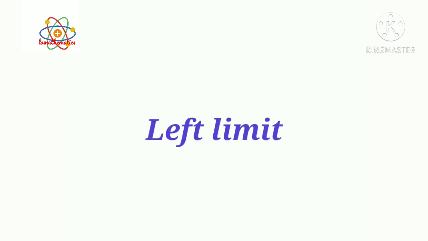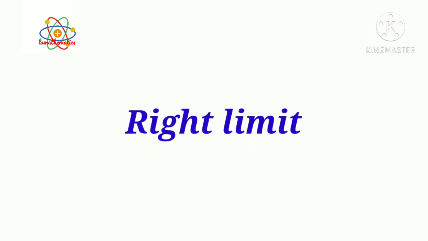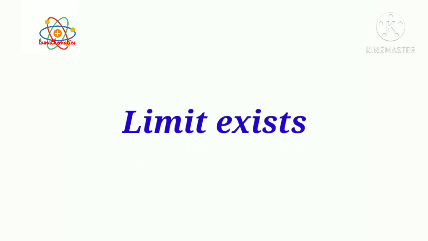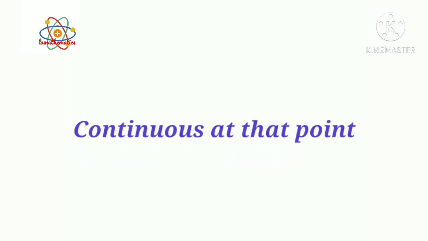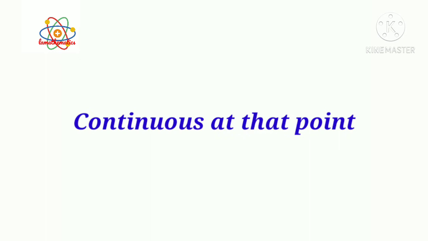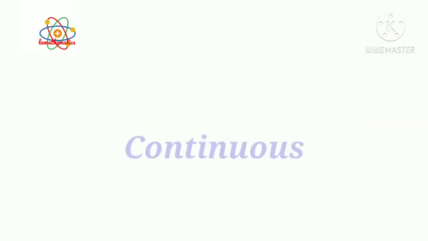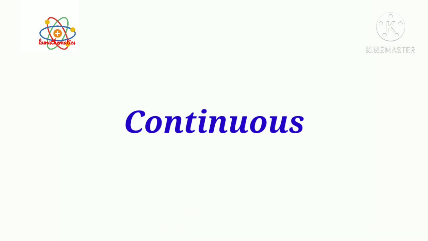We have studied left limit, right limit, and if both of them are equal, the limit exists at x. Also, if the value of the function is equal to the limit at that point, we can say that the function is continuous at that point. Also, if the function is continuous everywhere in its domain, then it is a continuous function, or there is no point of discontinuity for this function.